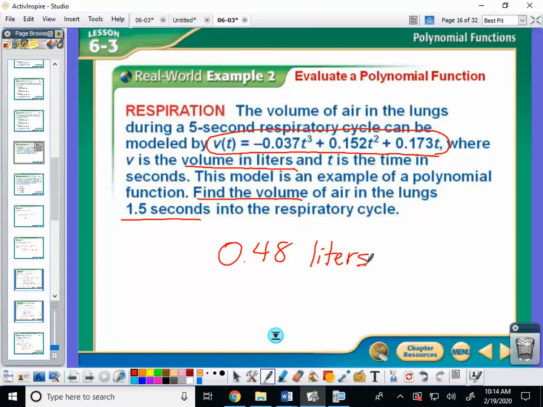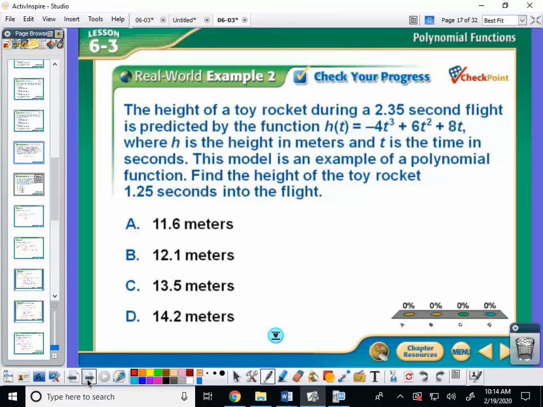Look at the next one with me. The height of a toy rocket during a 2.35 second flight is predicted by the function that's given, where h is the height in meters and t is the time in seconds. This model is an example of a polynomial function. Find the height of the toy rocket 1.25 seconds into the flight. They're giving us this function and they're asking us to use it to find the height, h, of the toy rocket 1.25 seconds into the flight. Where am I going to put 1.25? In for t.